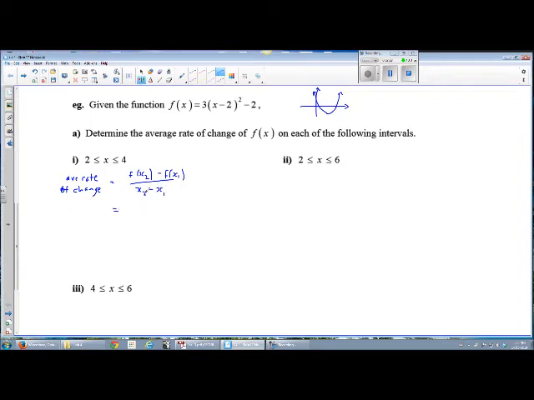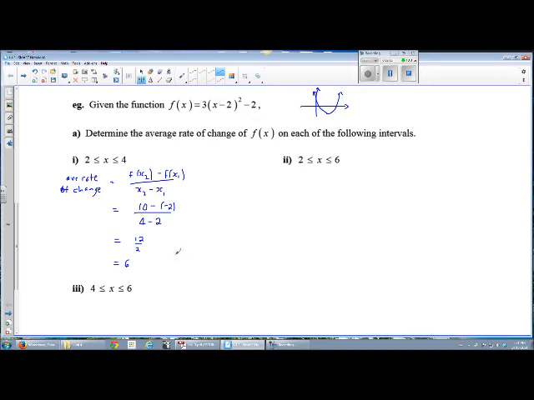And so for f(x2), I'll use 4 as x2. So here I'll do the 4 minus 2 on the bottom. And then f(x2), 4 goes in here. 4 minus 2 is 2. 2 squared is 4 times 3 is 12 minus 2 is 10. Minus, and then substitute 2 in here. 2 minus 2 is 0 squared times 3, negative 2. And then we just work this out. So 10 minus negative 2 is 12 over 2, which gives me an average rate of change of 6.